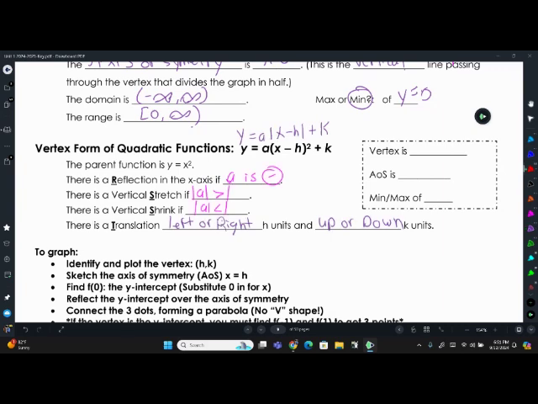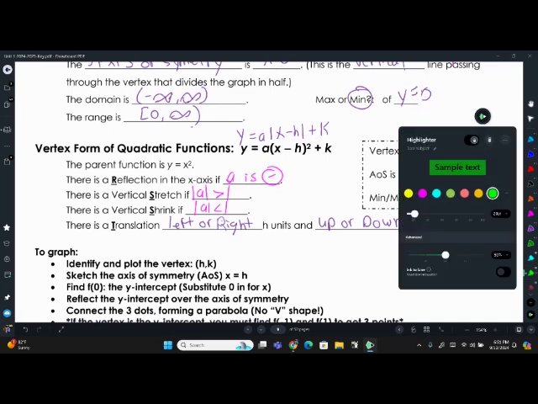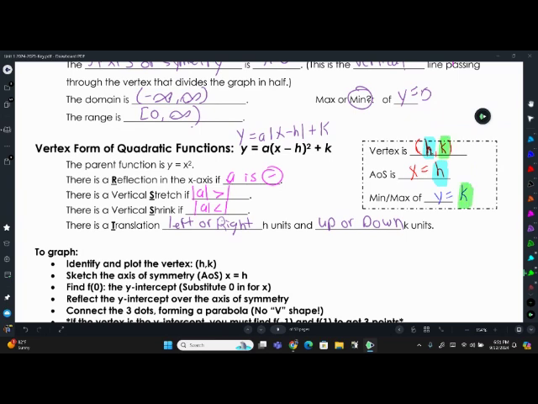And over here, vertex is still h comma k, so the opposite of what we see. Axis of symmetry is x equals h. That is a new one, but it will always match up with the vertex. And then you're going to have a min or max of y equals k, and that's new, but that will always match with the y coordinate of the vertex. So that vertex tells us a lot.